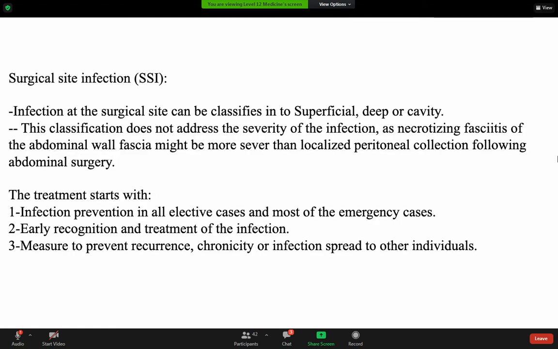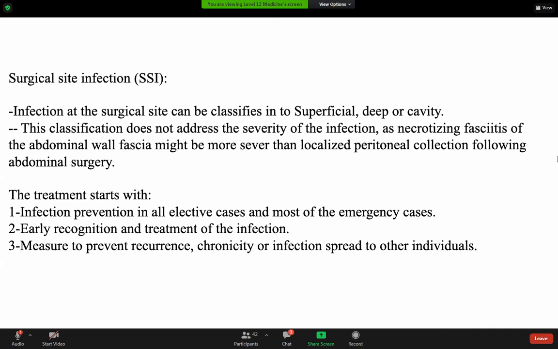نجي على ال SSI, surgical site infection. So, infection at the surgical site can be classified into superficial, deep, or cavity. What does that mean? Superficial? Like what? Only superficial with cellulitis. Deep لما يصير عندي collection. I mean under the tissue, under the skin اللي هي abscess formation. Or cavity لما يكون في abdominal or thoracic cavity collection.